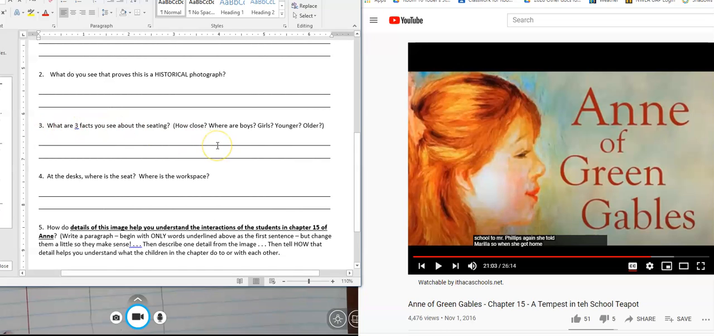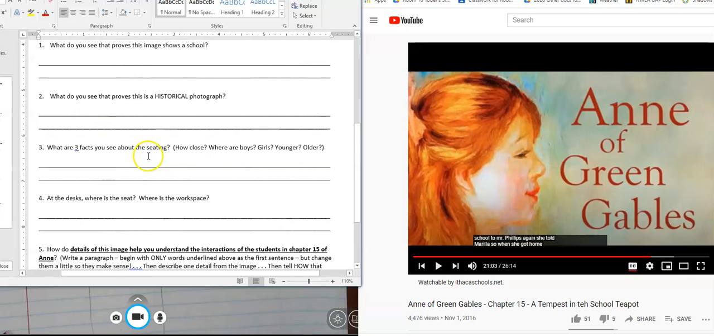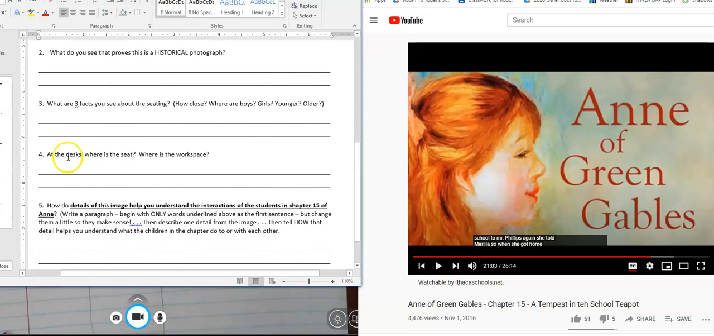So 3 facts that you see about the seating. These do not have to be complete sentences. They just need to be 3 separate facts. Good idea to number them. At the desks, where's the seat? Where's the workspace? So you could answer this in one sentence. At the desks, the seat is, all right, where is it? And the workspace is, and then finish that. Put a period at the end of the sentence.